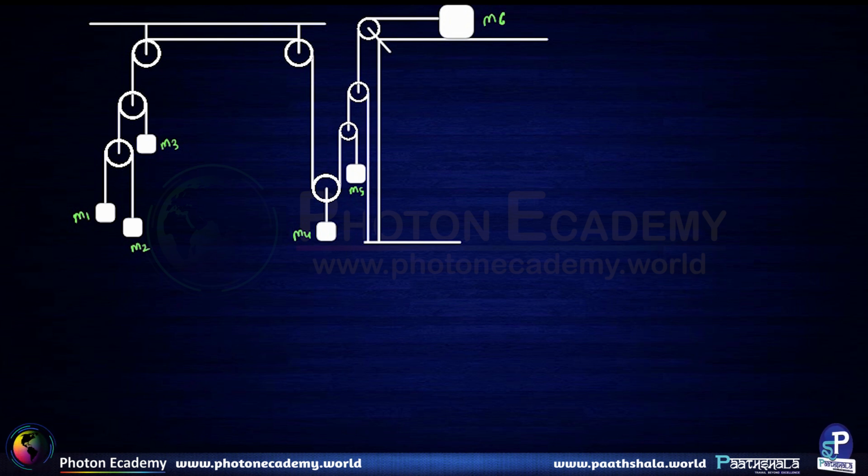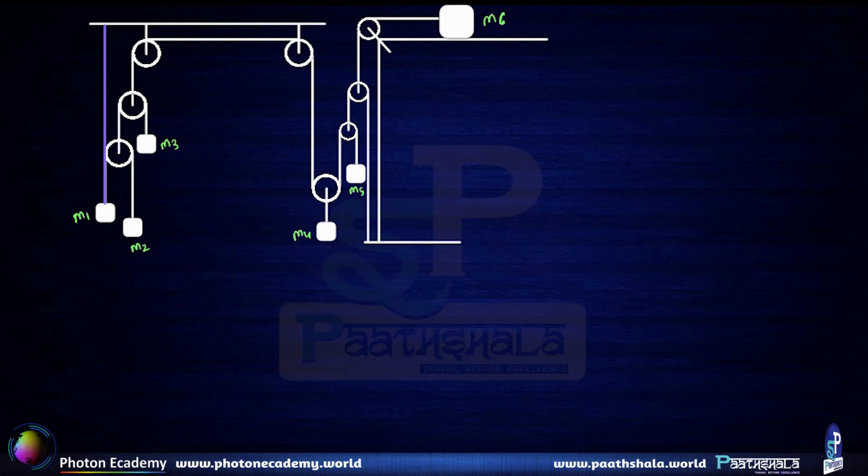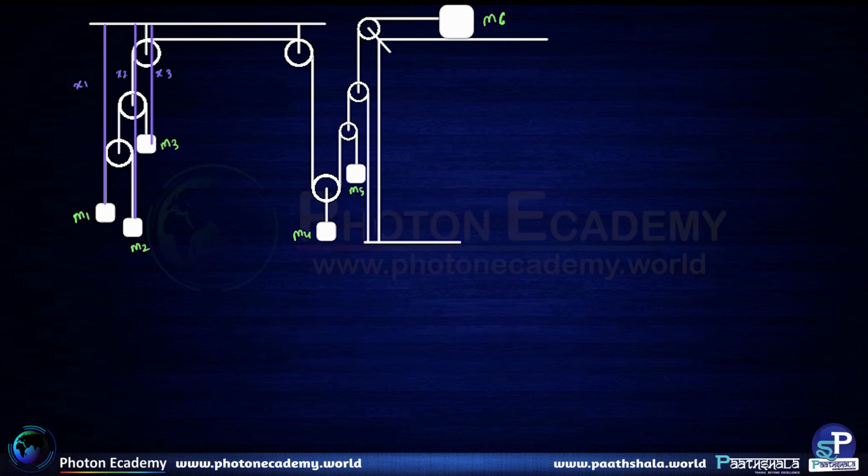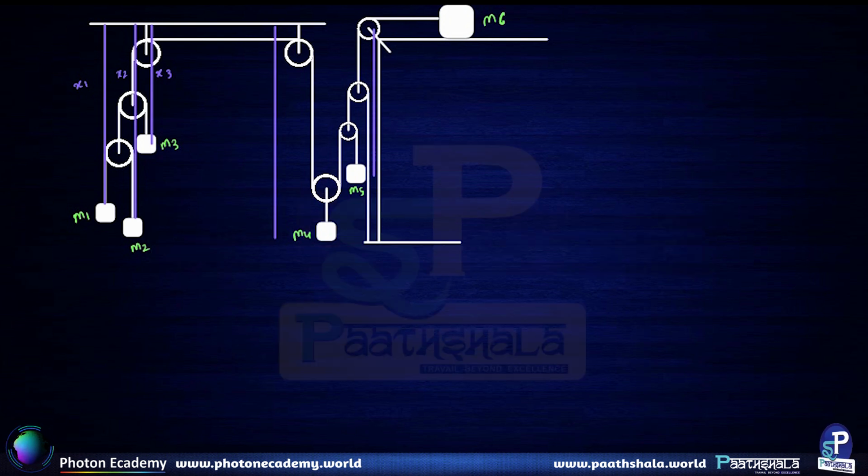So basically this distance of the mass M1 from this rear support is x1. This distance happens to be equal to x2. This distance happens to be equal to x3. So let me label these three first. This is x1, this is x2, and this is x3. Now for the mass M4, this distance happens to be equal to x4. For the mass M5, this distance happens to be equal to x5, and for the mass M6, this distance happens to be equal to x6.